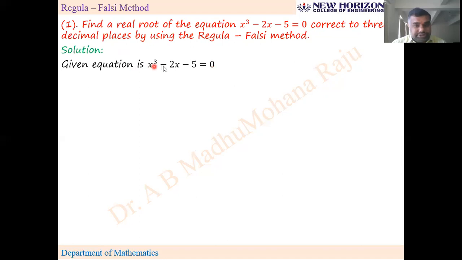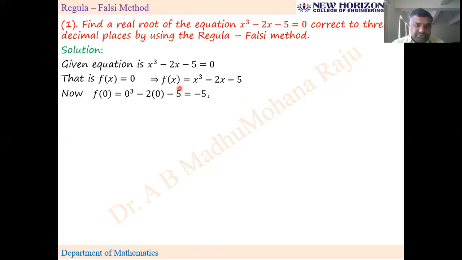Given equation is x cubed minus 2x minus 5 equal to 0. Take the left hand side function as f of x. f of x is equal to x cubed minus 2x minus 5. After writing that function, you have to find out the two points by trial and error method. Generally, we'll start from 0 or 1.